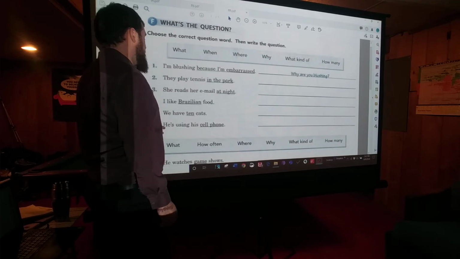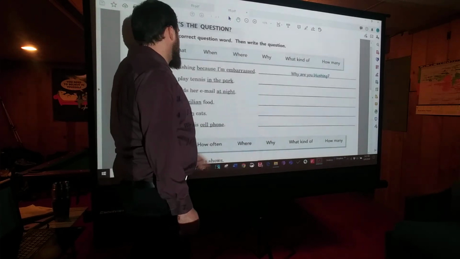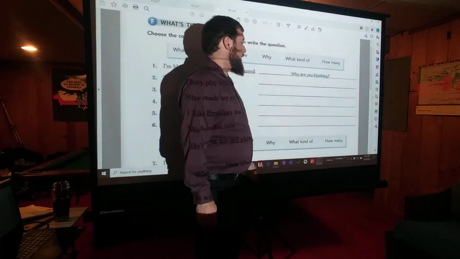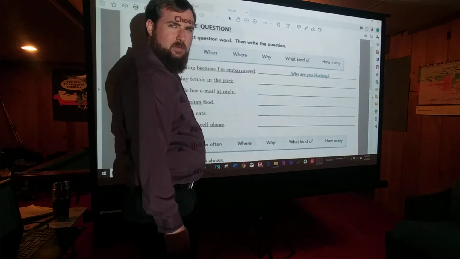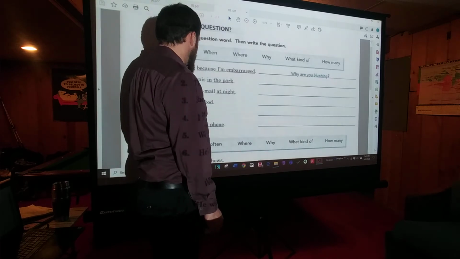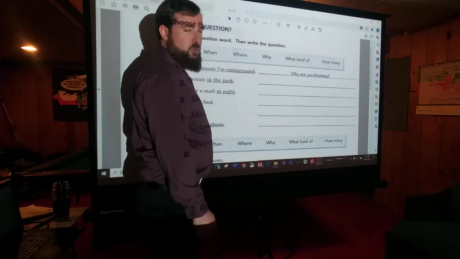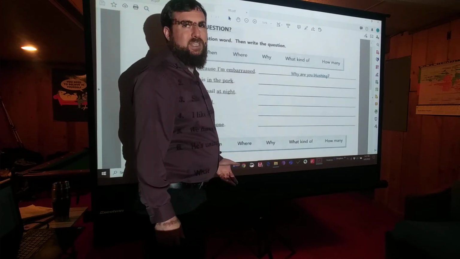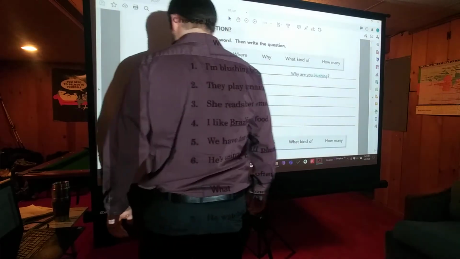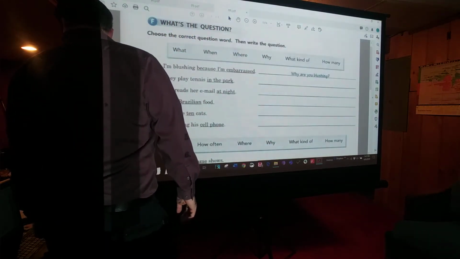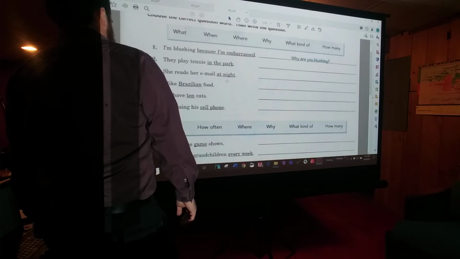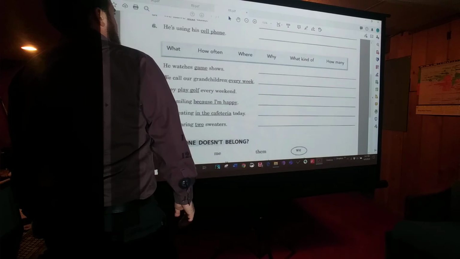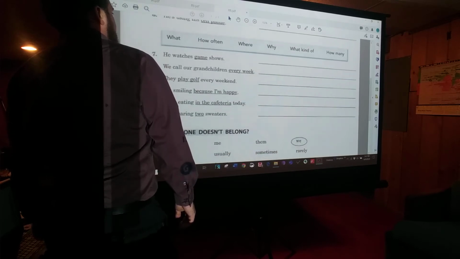Number 6. He's using his cell phone. What is he, I'd probably say doing, but what is he doing? You could also say what is he using. I'd accept both of those. What is he doing or what is he using? What are you using might actually be better. All right, moving on.